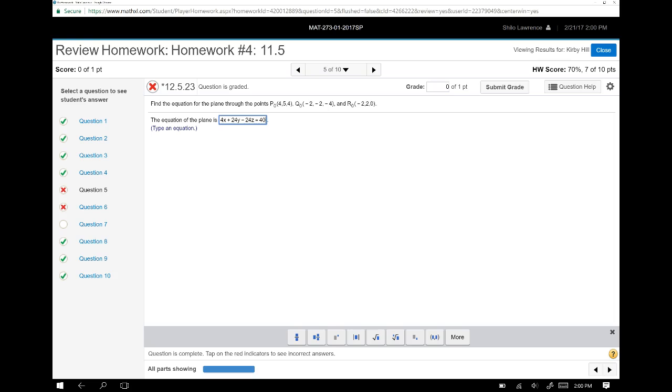It's saying that's wrong. Go to the right page. 4x plus 24y, never mind, minus 24z, I put a j by accident. I don't know why. 24y minus 24z equals 40. It liked it? Yeah. Okay, good. So it doesn't care if we pull out that extra factor of 4 or not.